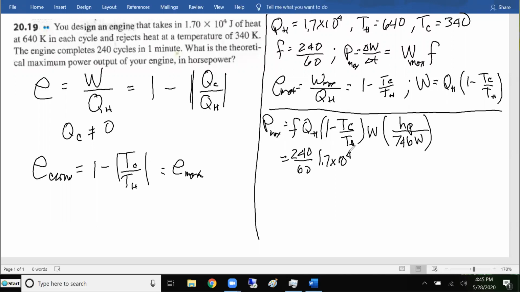Okay. And everything else, 1 minus 346 over 640, and then 1 over 746, that many horsepower. Ready for Google Calculator, and that becomes 42.7 horsepower. Should be it. Right.